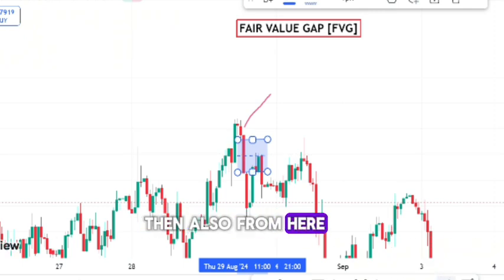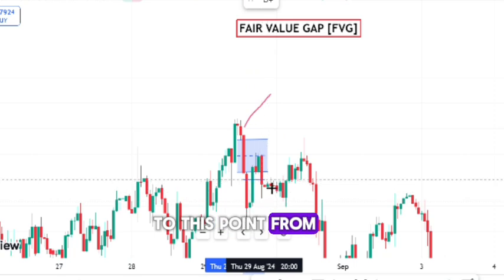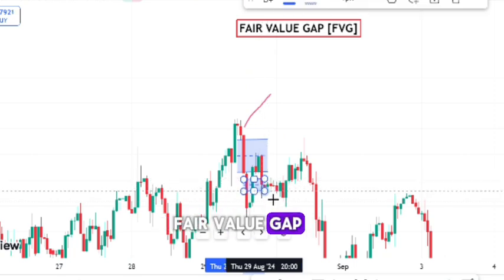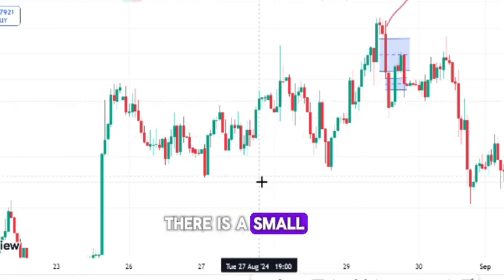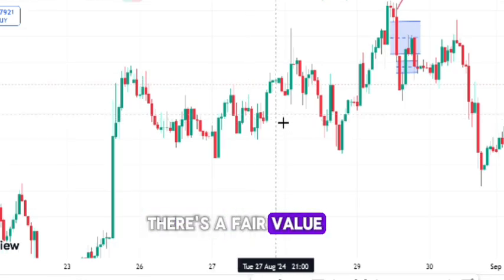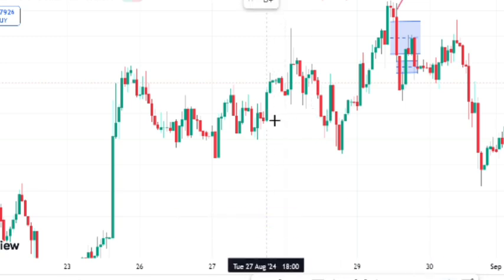Then also from here to this point, from here, is also a fair value gap. Price will definitely go to mitigate. Here there's a small fair value gap, there's a fair value gap here. You can spot this.